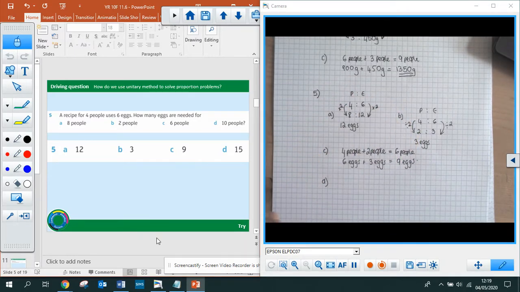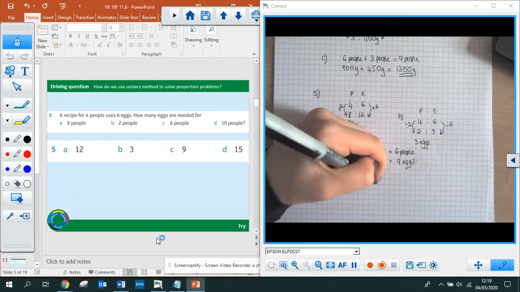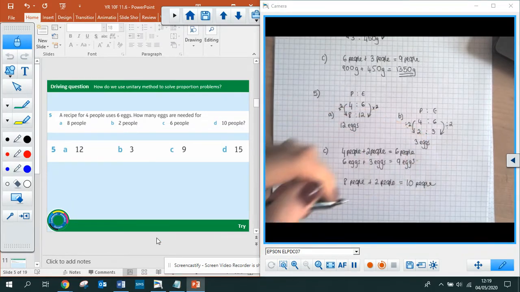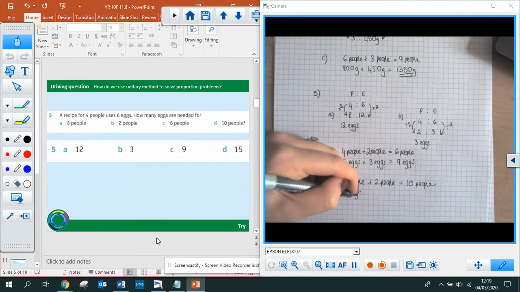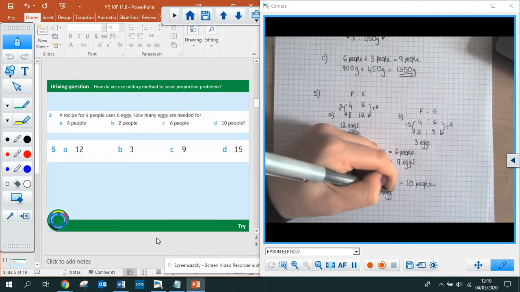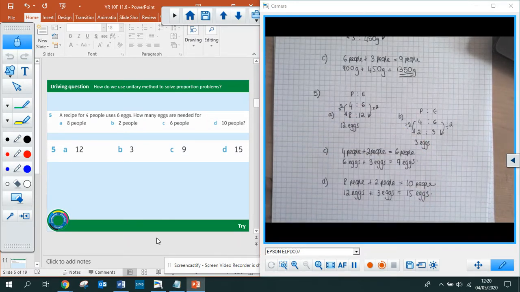Finally, part D. How many eggs are needed for 10 people? Well, what information do we know? Which can we use together? Well, we could use 8 and 2 people, or we could use 6 and 4. They both make 10, don't they? I'm going to use the 8 people plus the 2 people. That gives me 10 people, and therefore the answer to the question, the eggs for 8 people was 12 eggs. The eggs for 2 people was 3 eggs. And therefore I need 15 eggs for 10 people. Okay?